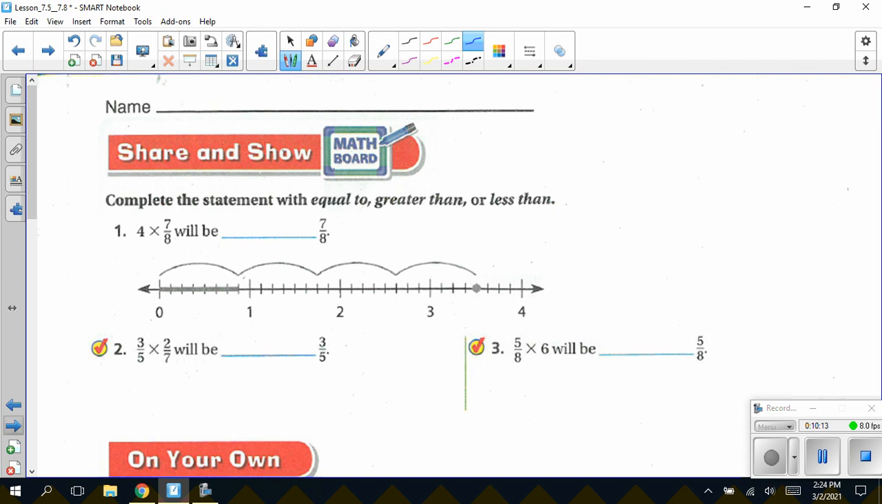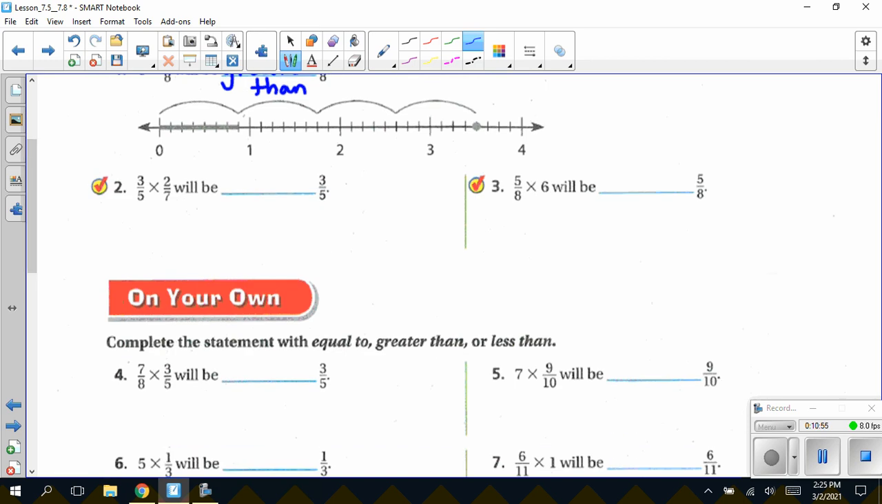So number 1 says 4 times 7/8 will be, and we have to use either equal to, greater than, or less than, and we're comparing it to the 7/8. So looking back at my rules, I have a whole number times a fraction, and we stated that if we had a fraction times a whole number or a whole number times a fraction, the answer would be less than the whole number, but greater than the fraction. And again, because we are comparing to the fraction factor, I do know that my answer would be greater than that fraction.